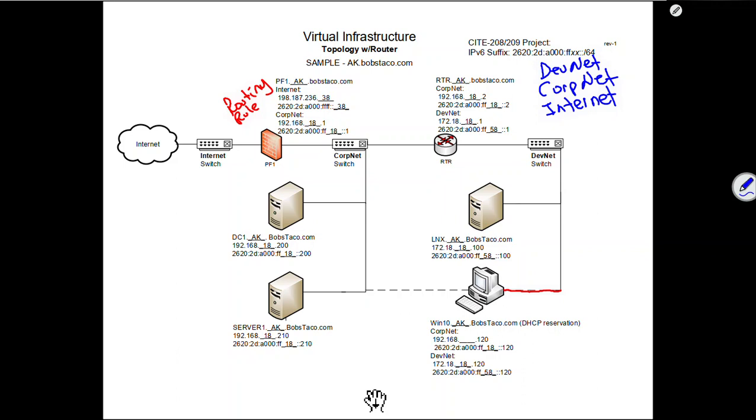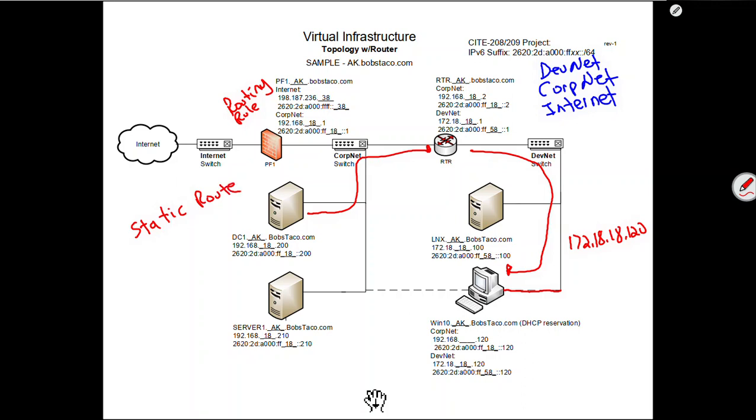In other words, I want that ping packet, I want DC1 to know that when it looks at the IP address over here of Win10, 172.18.18.120 in my case, when it sees that network, it says, oh, I know how to get there. And so it gives the packet to RTR, which then delivers it. That's what I want. Now, the way I'm going to ask you to do it is to create a static route on DC1 and Server1.